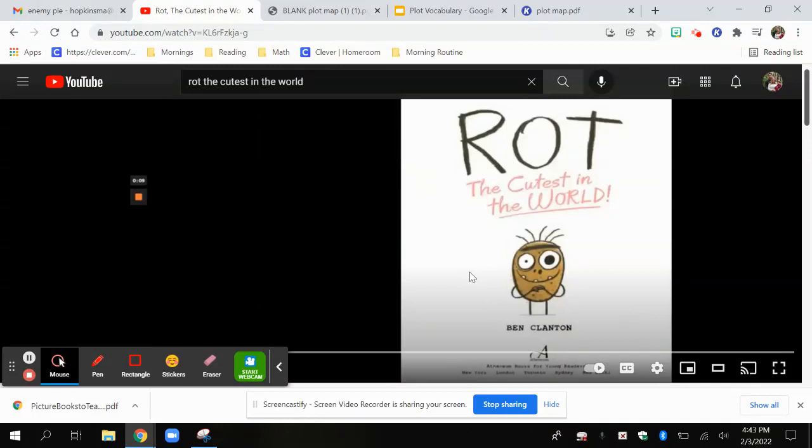But to get us started, we're going to read the book Rot, the Cutest in the World. And as we read, I want you to stop and really think about the beginning. Who are the characters and what's the setting that's introduced? The rising action, what's the problem that arises? What's the climax, the most exciting part of the story, or that turning point in the character's feelings? And then what's the falling action, how that problem starts to get solved, and that resolution, the ending to our story, and how everything's solved. So we're going to get started today with the book Rot, the Cutest in the World.